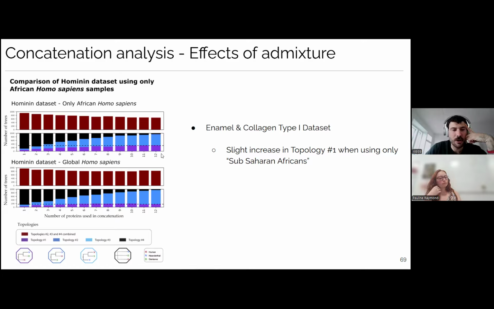So this is when only using African samples for modern humans, and this is when using global humans. You can see that when using 12 proteins, there is a slight bump of this purple topology that has Neanderthals and Denisovans closer and modern humans as being the other lineage.